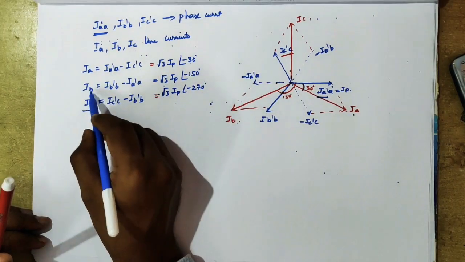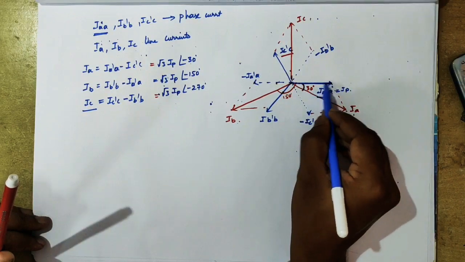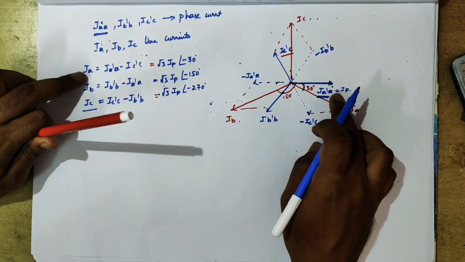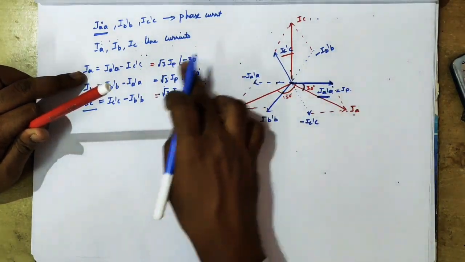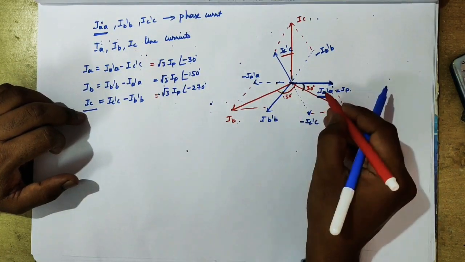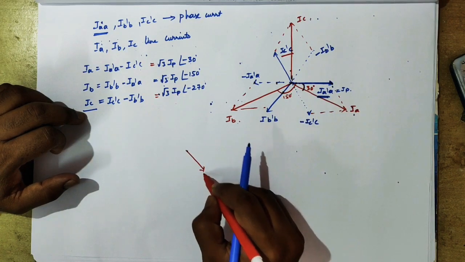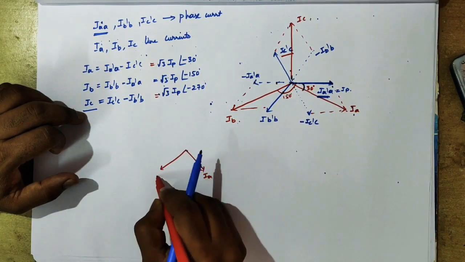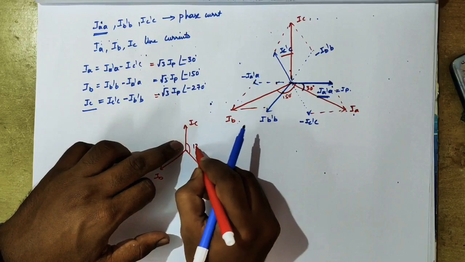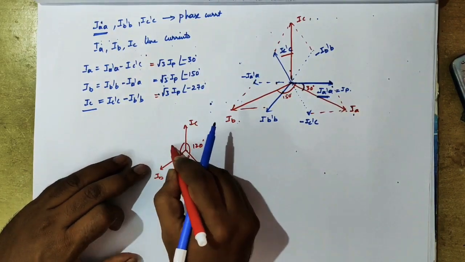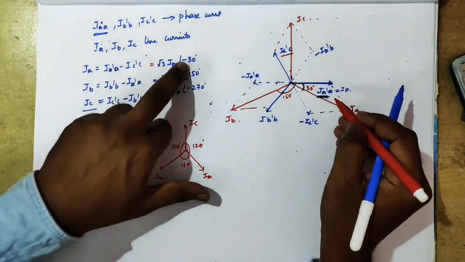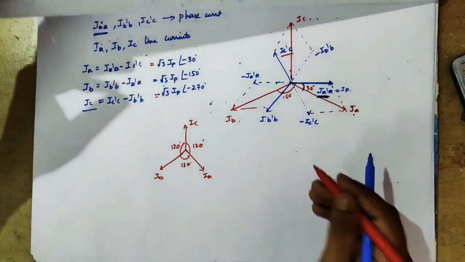So what are IA, IB, IC with respect to the phase current IAA dash? With respect to phase current IAA dash, IA, IB, IC are like this. Again line currents I can represent like this: this is IA, this is IB, and this is IC. Individually these are 120 degrees phase shifted, but with respect to this phase current IAA dash, IA is lagging. So this is the delta representation.